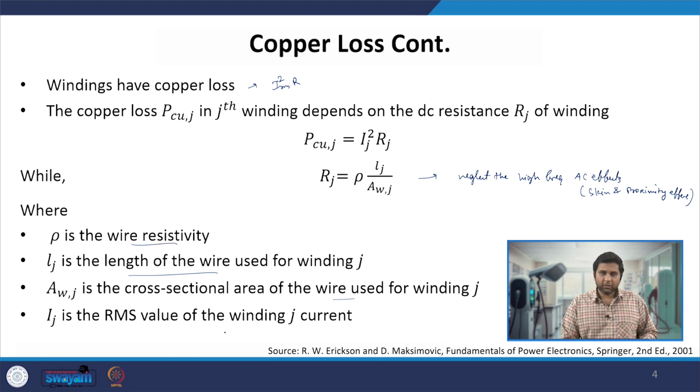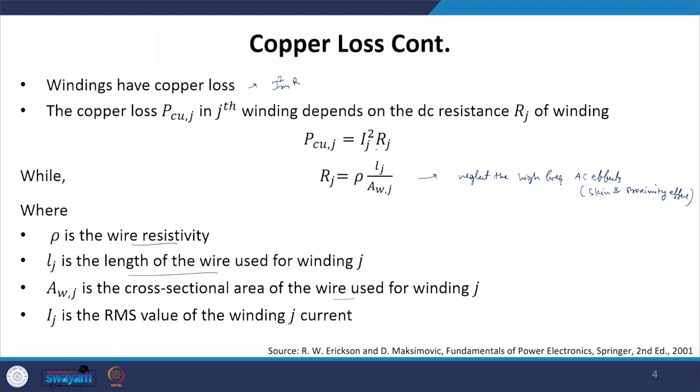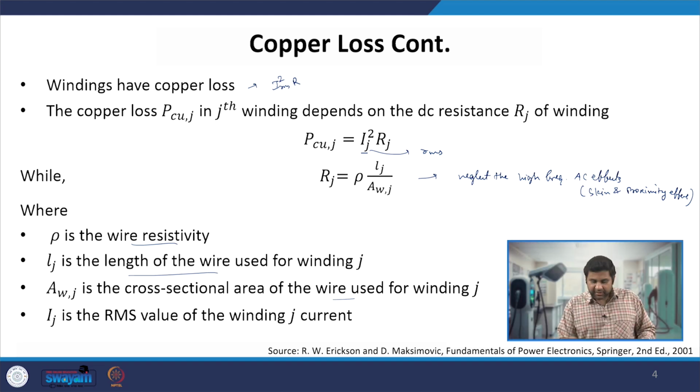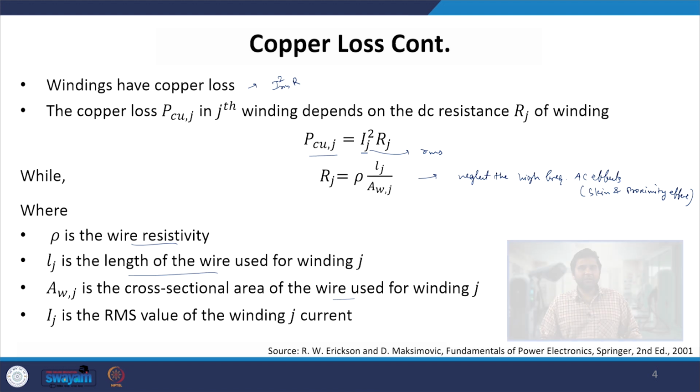Generally if you take copper, that material has a wire resistivity, which again depends upon the temperature of operation, in which temperature you are keeping it. And you have this Ij, which is the RMS value of current in the winding j. So this is the RMS value of current flowing in the jth winding. So we can define the copper loss in the jth winding to be I square R, where I is the RMS current flowing in the jth winding.